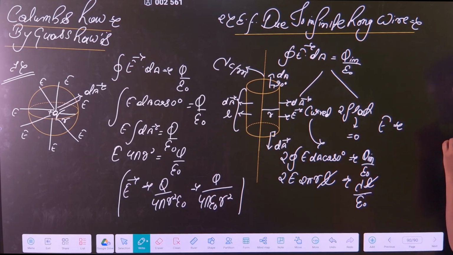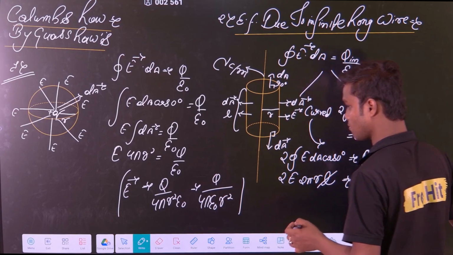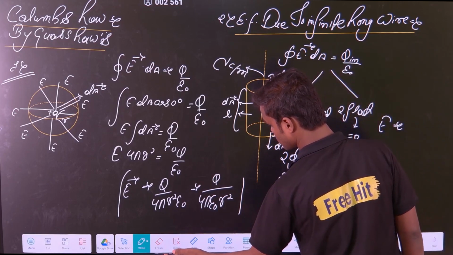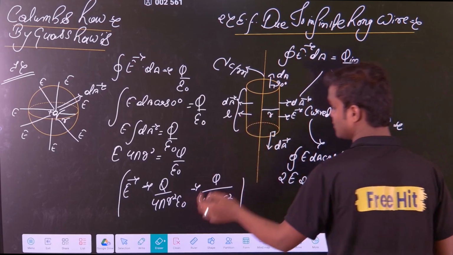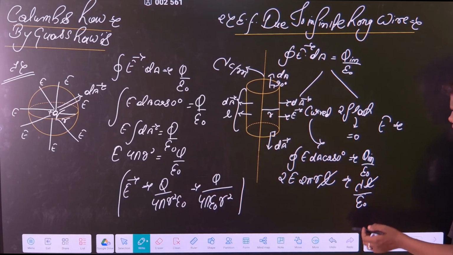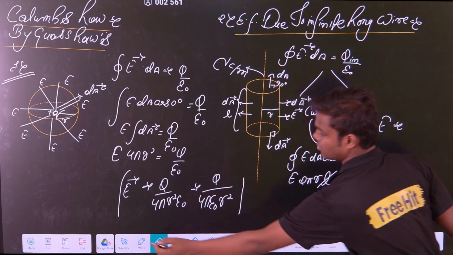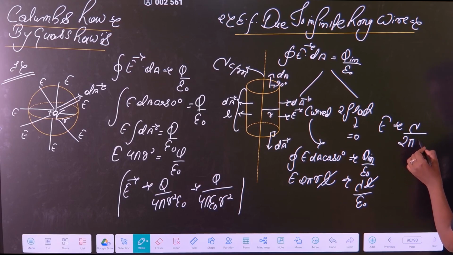Sorry, one mistake I made. It should not be 2, because there is only one curved surface. It is not two curved surfaces; on both sides it is only one curved surface. So this will become, sorry, lambda upon 2 pi epsilon naught into r, correct?